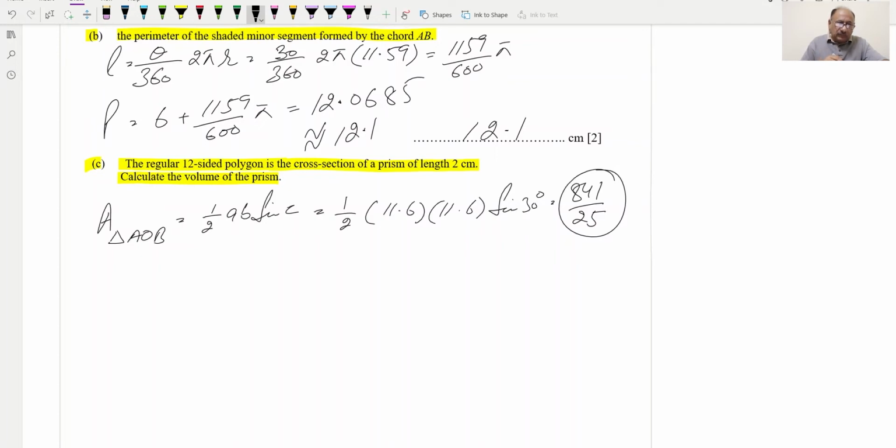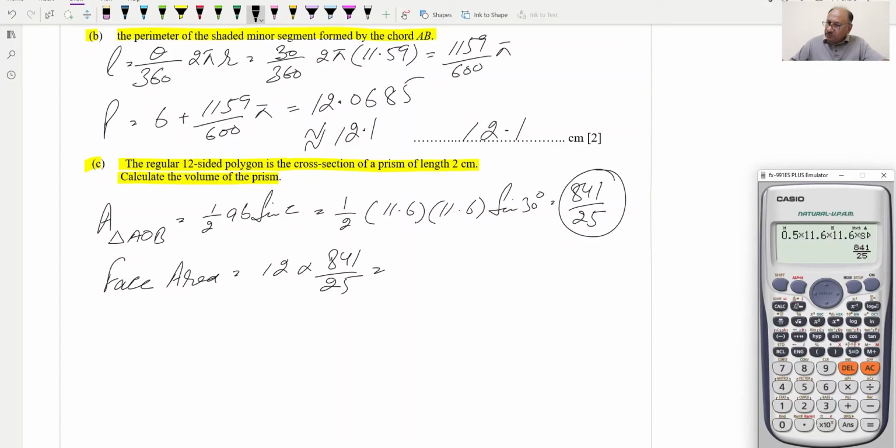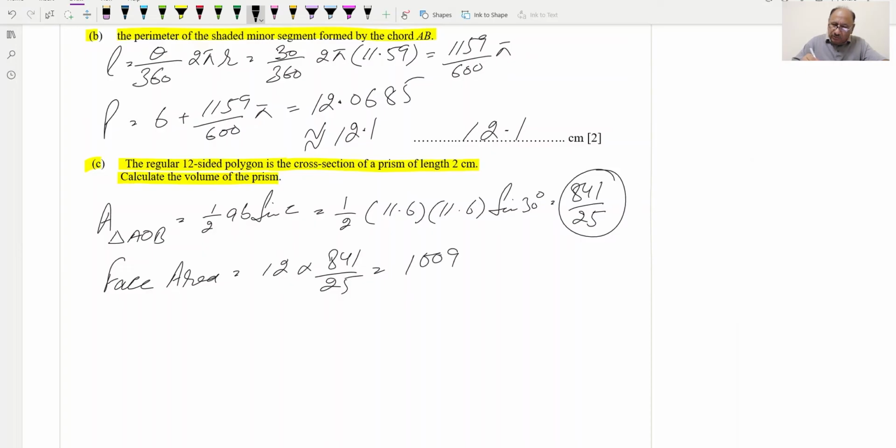So now the face area will be what? The face area will be 12 times these triangles. So 12 times 841 over 25, which is equal to, this will be multiplied by 12, and this is equal to 10092 over 25. Now this is our face area.